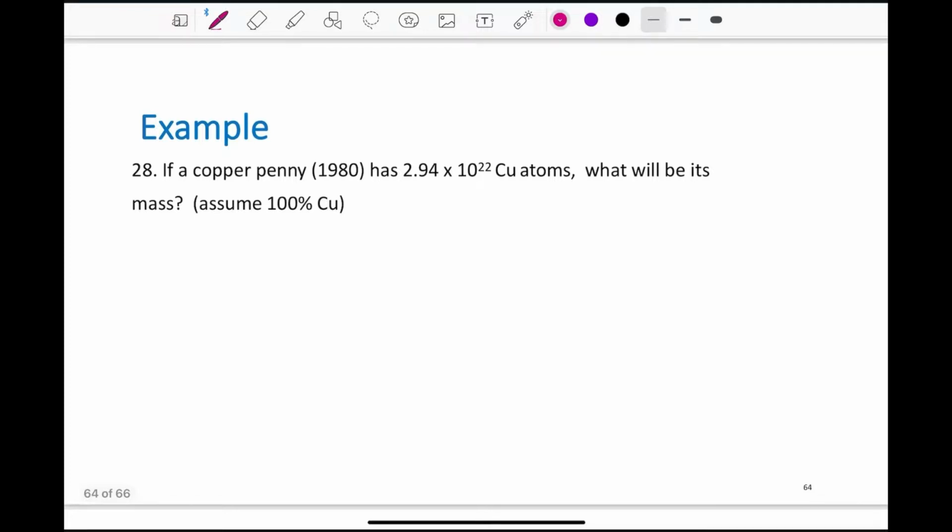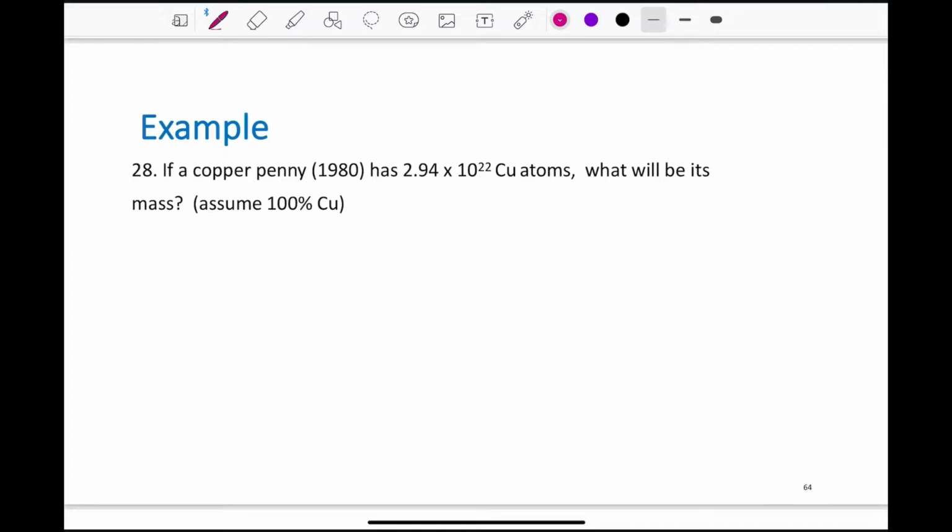Example 28. If a copper penny from 1980 has 2.94 times 10 to the 22nd copper atoms, what will be its mass? Assume 100% copper. Why does it matter that it's from 1980? In 1983, pennies actually changed composition.